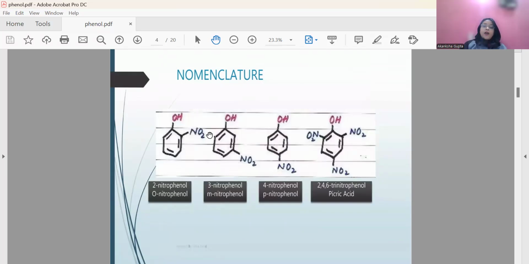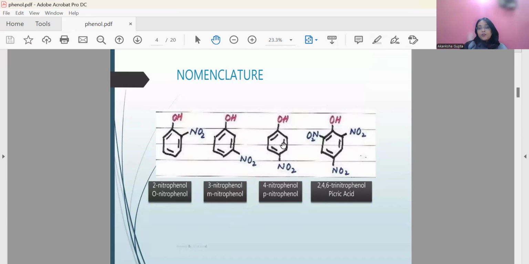And when we have some other functional group, here we can see that another group is present, and the position is 1 and 2. So we can call it 2-nitrophenol, and we can also give the name ortho. It is position 1 2, that is the ortho. So it is also known as orthonitrophenol. Here we can see that the position is basically 1 and 3. So we can call it 3-nitrophenol or metanitrophenol.